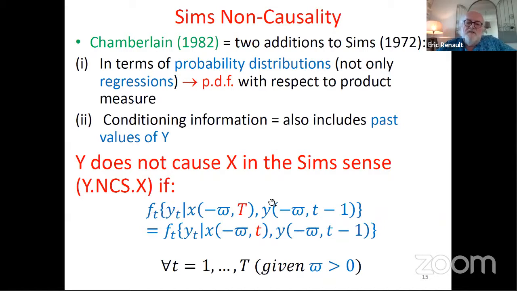If you look at the density of Y given all the X, all the dates, past and future, where capital T is the last date of your sample, and the future of X is irrelevant given the past of Y, you have only the past and the present of X in that. This is what Sims calls non-causality from Y to X. How can you measure that?